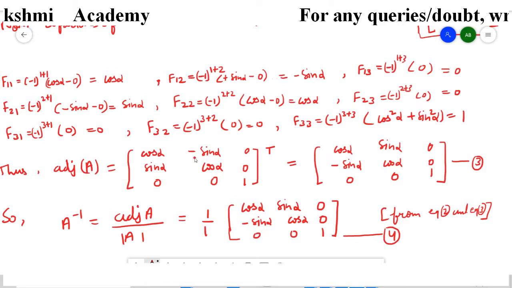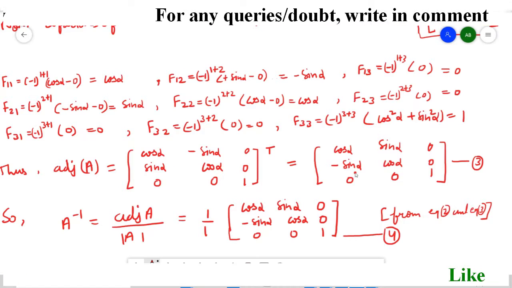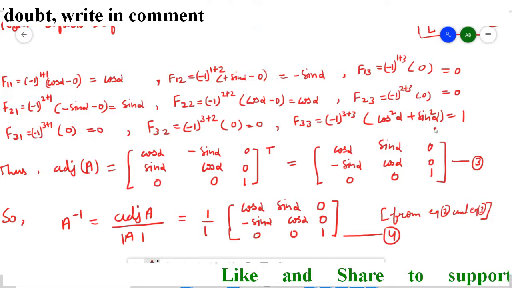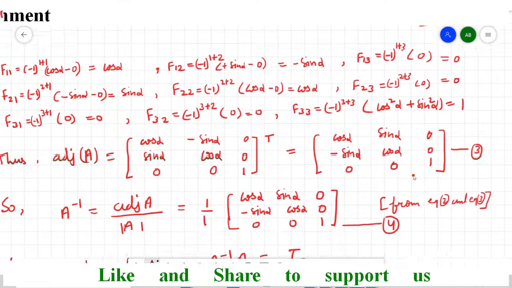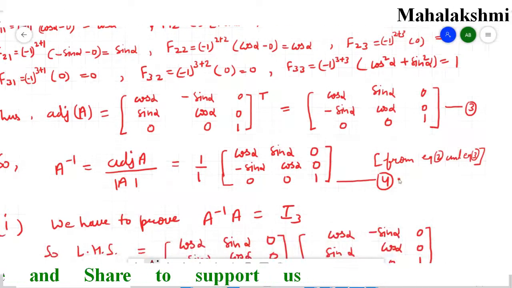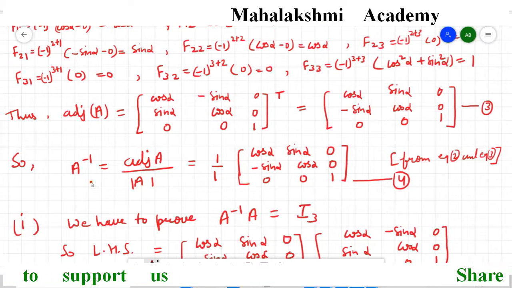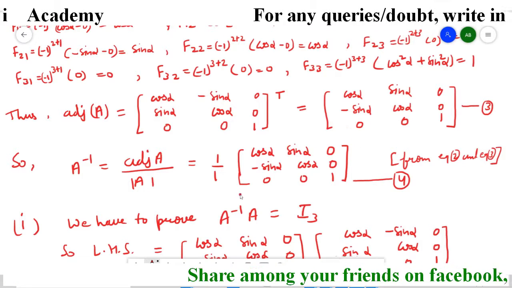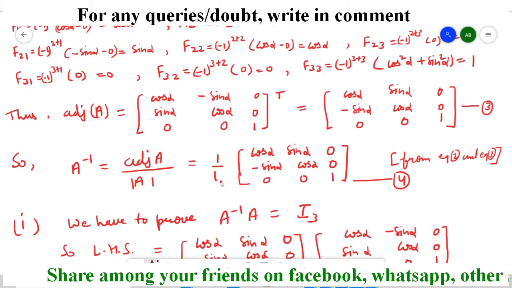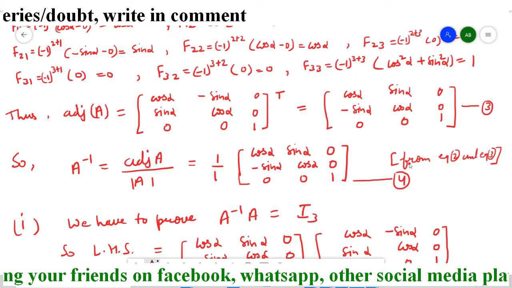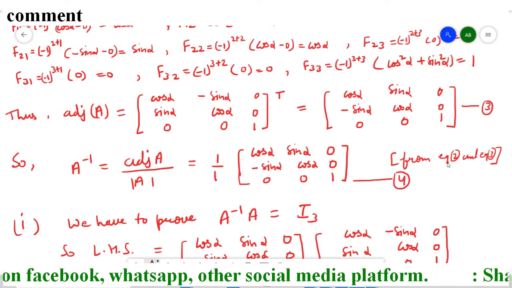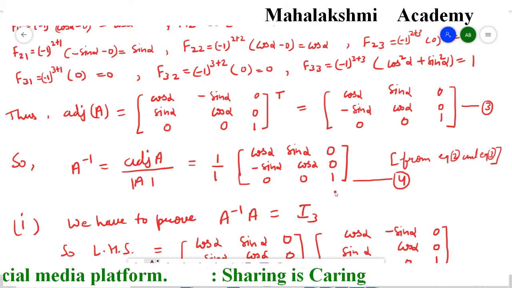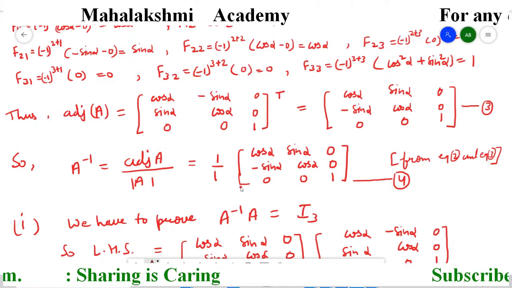For the transpose, the process is: the first row you write as the first column, the second row as the second column, and the third row as the third column. So you will get the adjoint of matrix A. Then the formula of A inverse is the adjoint of A divided by the determinant of A. So adjoint A is this, and the determinant of the matrix we already calculated earlier, that is 1. This we obtained from equations second and third. Equation second is for the determinant of A, that is 1. Equation third is the adjoint that we wrote here. Now that is our A inverse.